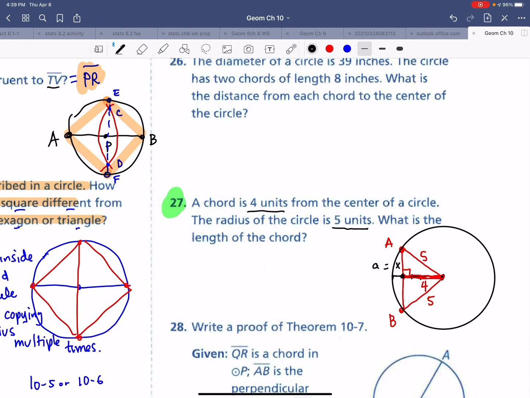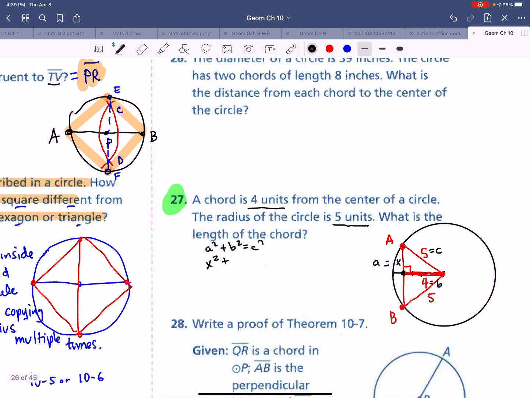So let's solve for x. And this is our most famous triangle of all time. This is equal to 9. X is equal to the square root of 9 or 3. So this is a 3, 4, 5 triangle, which means AB would be 3 plus another 3, which makes 6 units long.